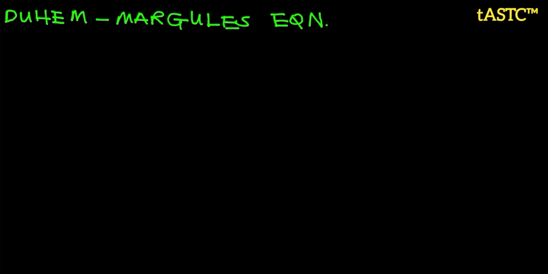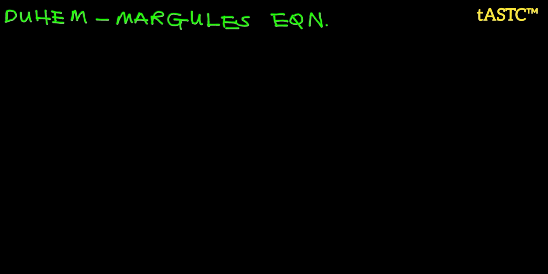In this video, we're going to learn how to derive the Duhem-Margules equation. Now, the Duhem-Margules equation is an equation that relates the vapor pressure of components of ideal solutions with the mole fractions of the constituents within that solution. We need to use the Gibbs-Duhem equation in order to find the Duhem-Margules equation.